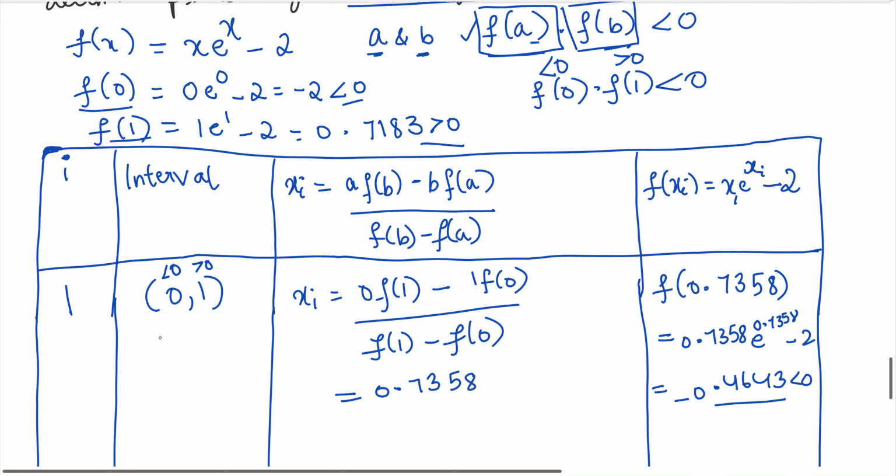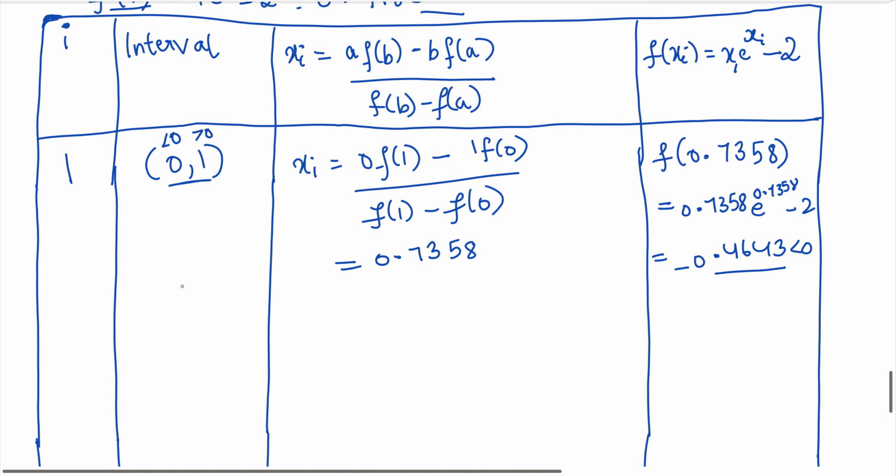So in our previous interval, which was less than 0? f of 0 was less than 0. So in our next interval, we already got another x which is also giving us less than 0. So we will replace this one that is less than 0 with our new x.